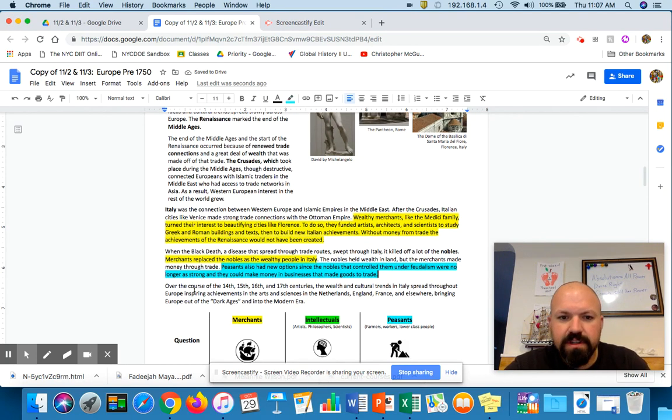Over the course of the 14th, 15th, 16th, and 17th centuries, the wealth and cultural trends in Italy spread throughout Europe, inspiring achievements in the arts and sciences in the Netherlands, England, France, and elsewhere, bringing Europe out of the Dark Ages and into the modern era.